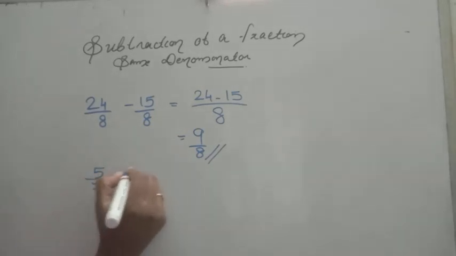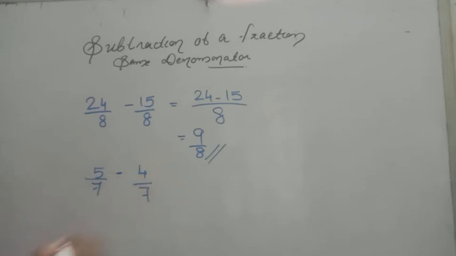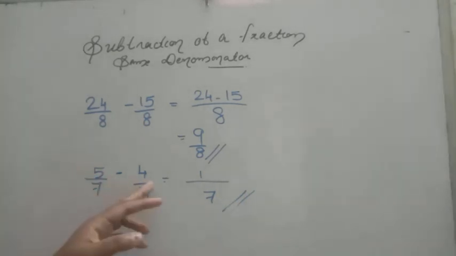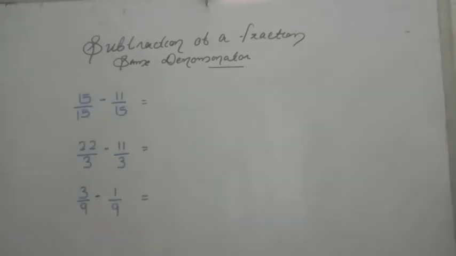5/7 minus 4/7. The denominator is the same, so we keep 7 and subtract 5 minus 4, which is 1. So the answer is 1/7.